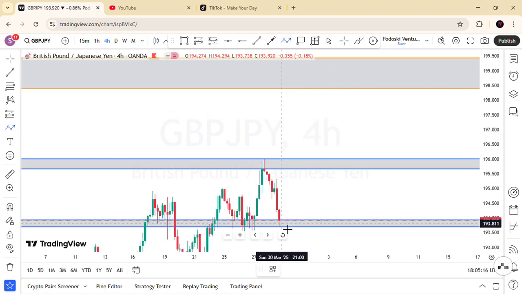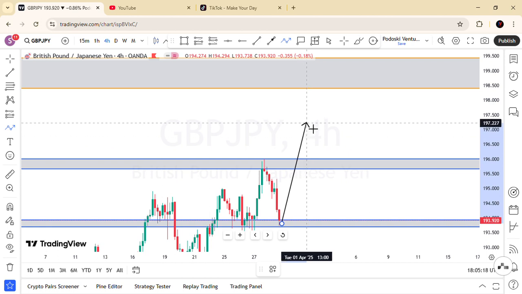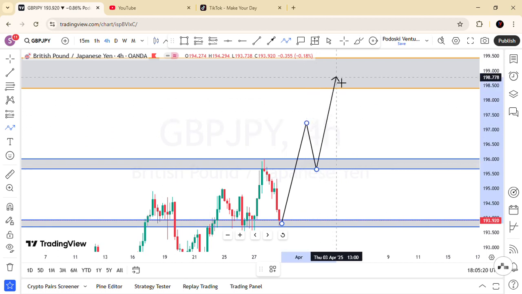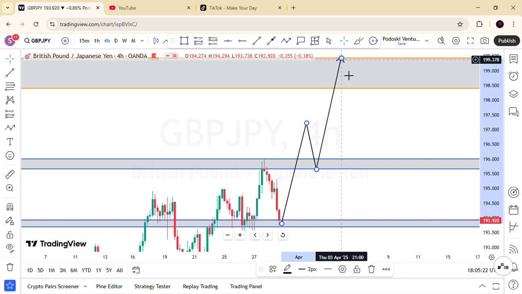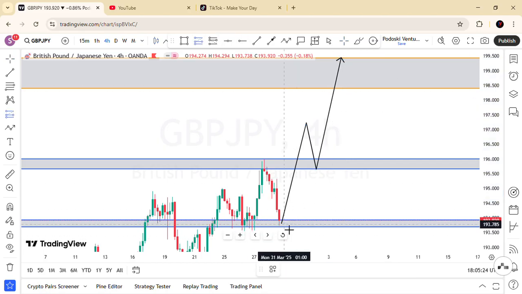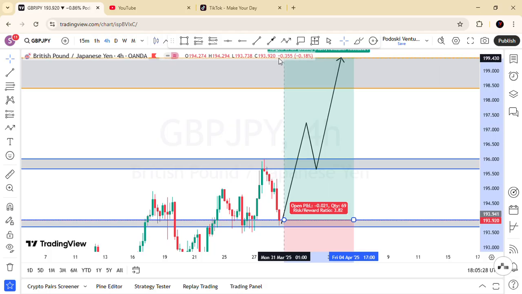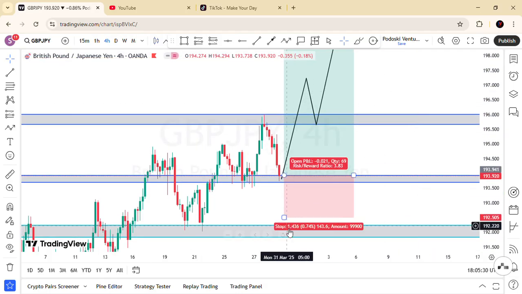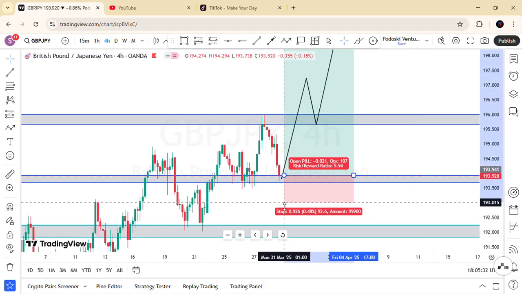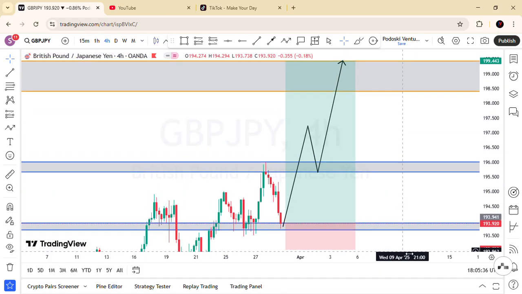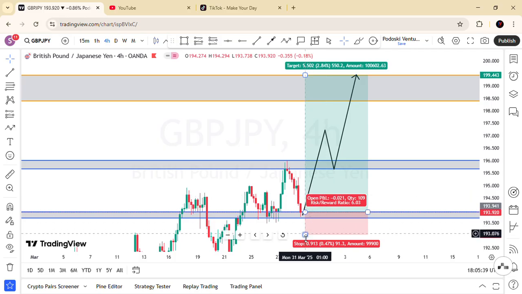After the candle confirmation, we buy, then we target the weekly zone like this. So this will be the setup on GBPJPY. Let's drag the stop loss to maybe here.